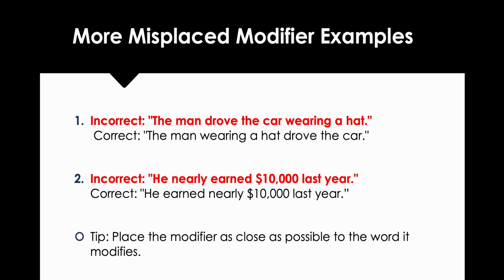More misplaced modifier examples. Here are more examples of misplaced modifiers. 1. Incorrect. The man drove the car wearing a hat. Correct. The man wearing a hat drove the car. 2. Incorrect. He nearly earned $10,000 last year. Correct. He earned nearly $10,000 last year. Tip: Place the modifier as close as possible to the word it modifies.